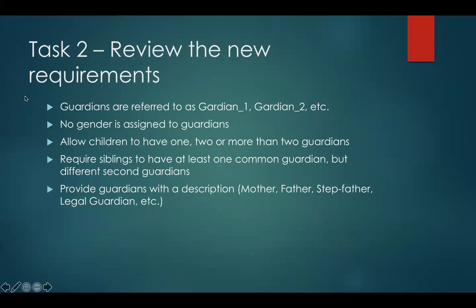So task 2 asks us to review the new requirements, which change the tables so that guardians are referenced as guardian 1 and guardian 2. There's no gender assigned to guardians. It allows children to have 1, 2, or more than 2 guardians. It requires siblings to have at least one common guardian, but different second guardians. Provide guardians with a description, so you can define whether that person is their mother, father, step parent, or legal guardian.